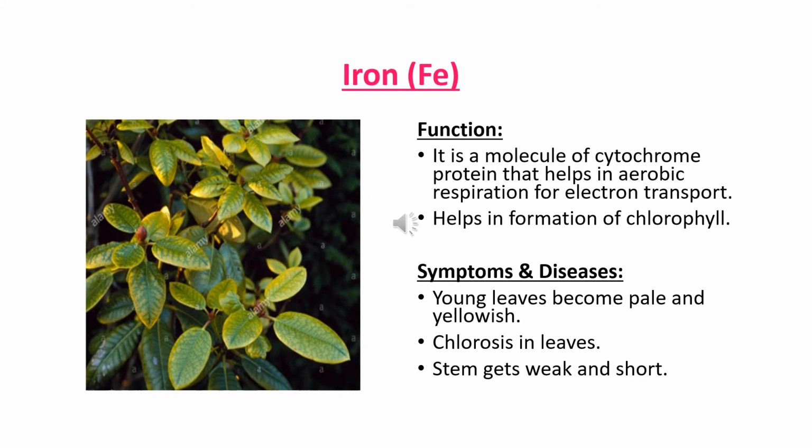Look here, young leaves, like apical leaves. That means young leaves are always present at the apical part of the plant. Young leaves become pale and yellow, and chlorosis in leaves, all turn into yellow due to the lack of chlorophyll. Chlorophyll formation stops, so chlorosis in leaves. Stem gets weak and short.